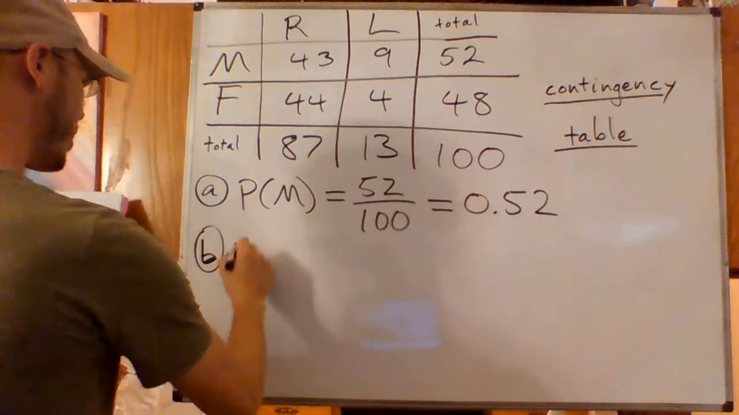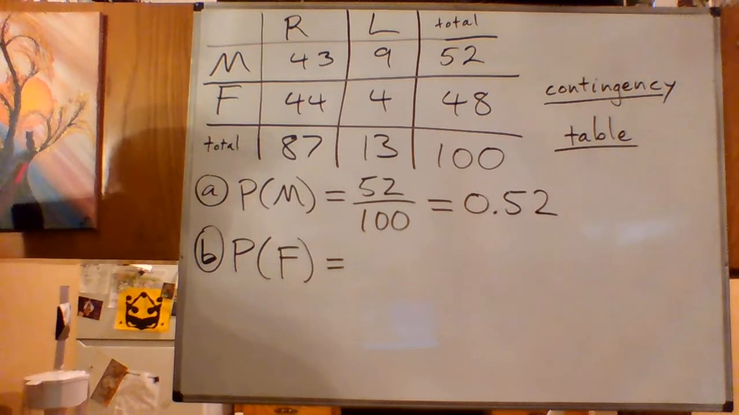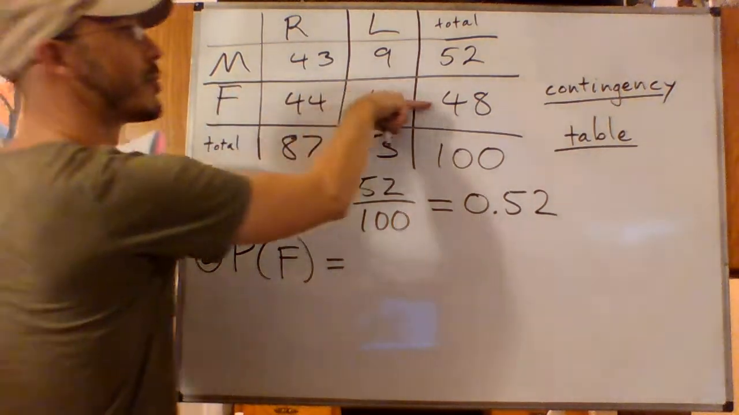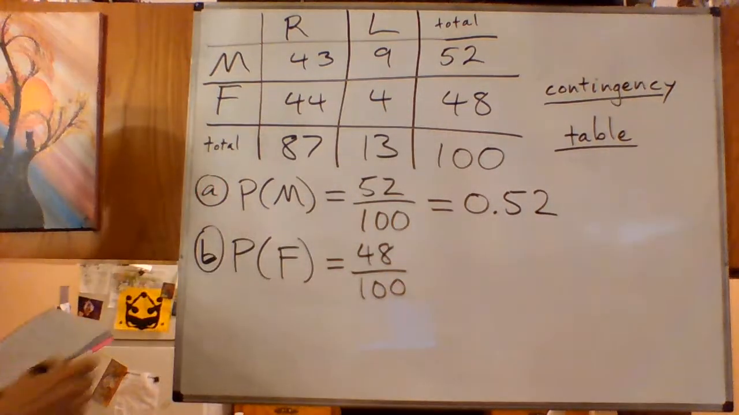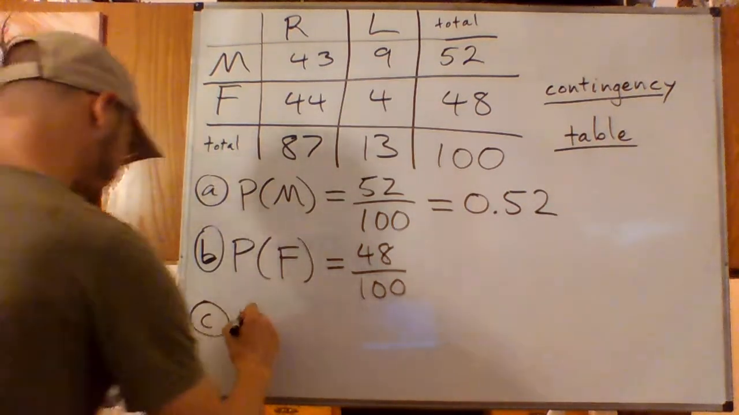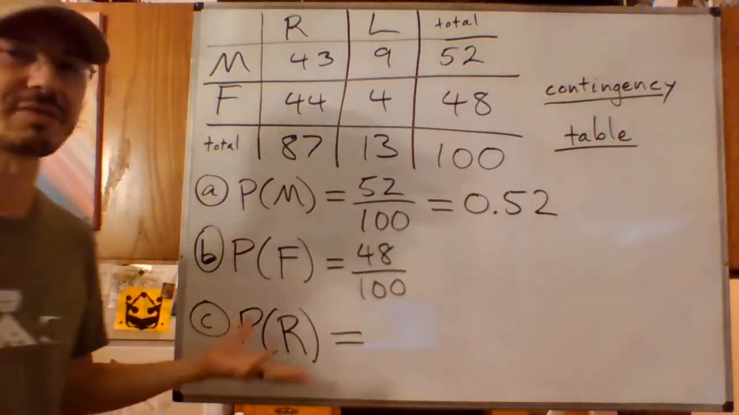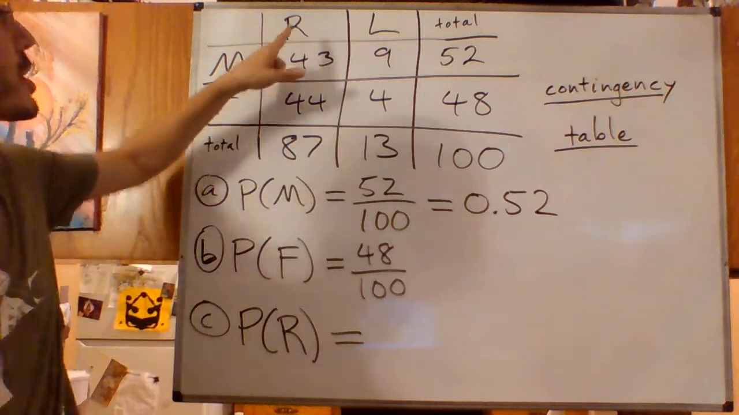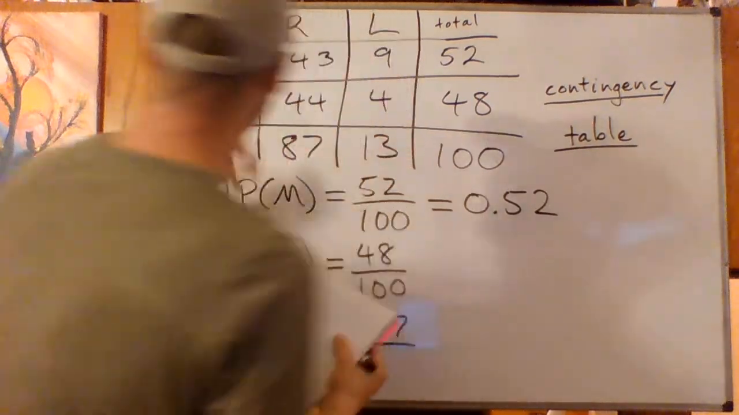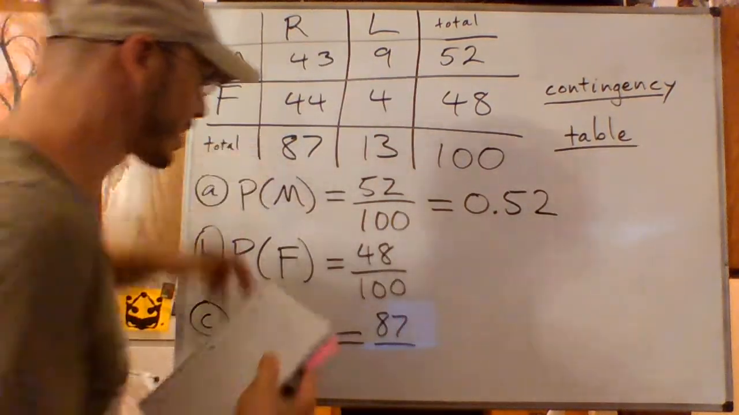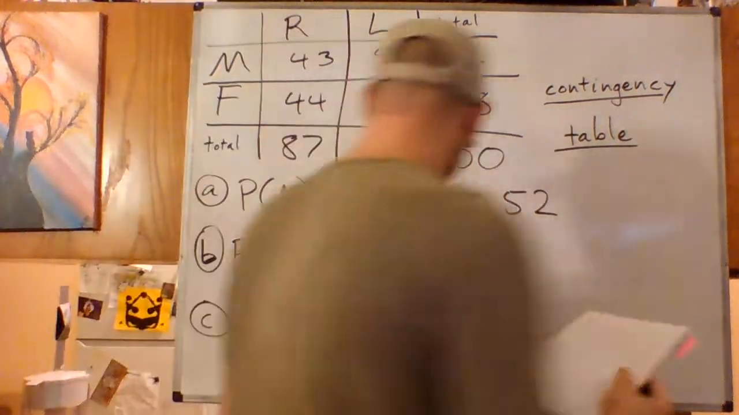For part B, we're supposed to find the probability that the person is female. Similarly, there are a total of 48 females out of a total of 100 individuals. We're finding all the basic probabilities for the given events. First, the probability of R, the probability the person's right-handed. There's 87 right-handed people. 43 males and 44 females, but 87 altogether out of 100 total people. So 87 over 100, or 0.87.